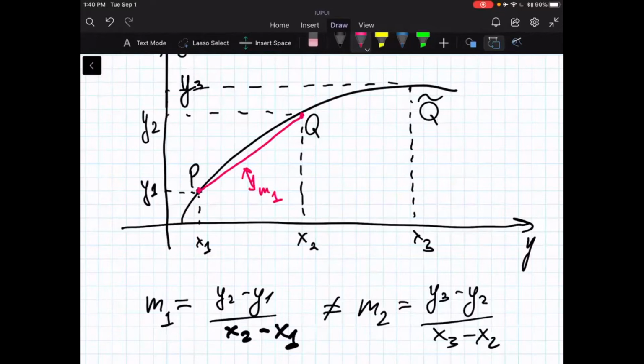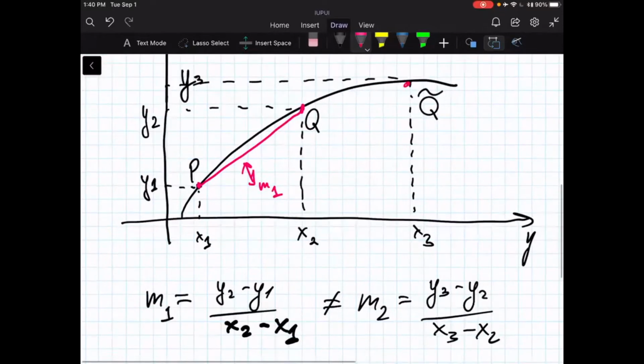And of course, from the picture again, you can see that the slope of the other straight line, which connects Q and Q tilde, will correspond to m2, because I'm using y3 and y2 and x3 and x2. So even from the picture, we can see that the slope is different. One is steeper than another. So the slope is changing, but there is a specific line, which is also straight, that can be assigned to a specific point. And this is called a tangent line.